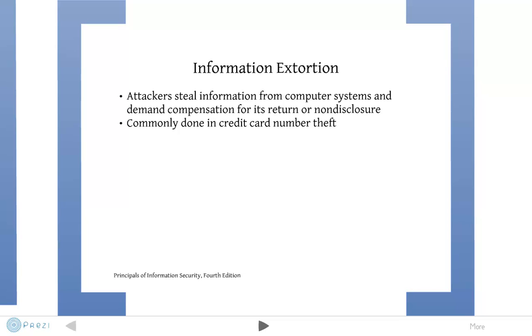Right. Okay, so attackers steal information from computer systems and demand compensation for its return or non-disclosure, commonly done in credit card number theft, information extortion. So people have to be really desperate to do that, right? Because 12 months later, when all the credit cards are expired, somebody's going to knock on your door, and maybe authorities will be with them.